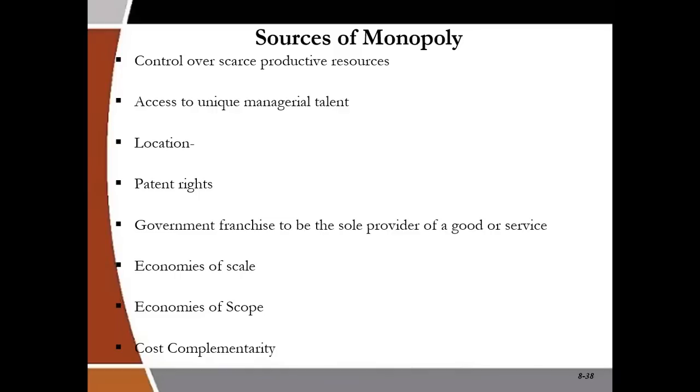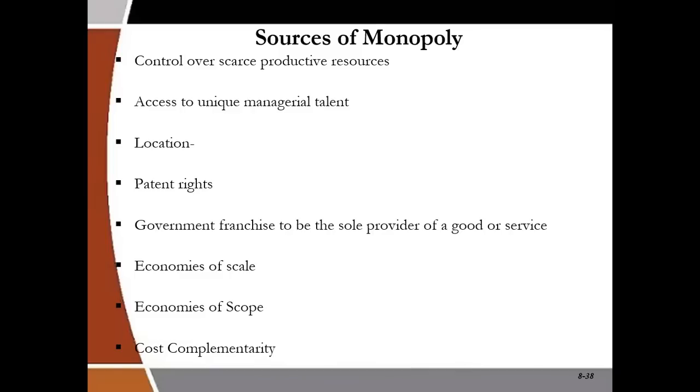Number two is access to unique managerial talent. So here, if your firm has a manager who has a very high level of knowledge and experience, that manager is able to use his knowledge and experience to control the market or to monopolize the market. So once a firm has a unique managerial talent, it gives the firm some form of monopoly power. The third one is location.